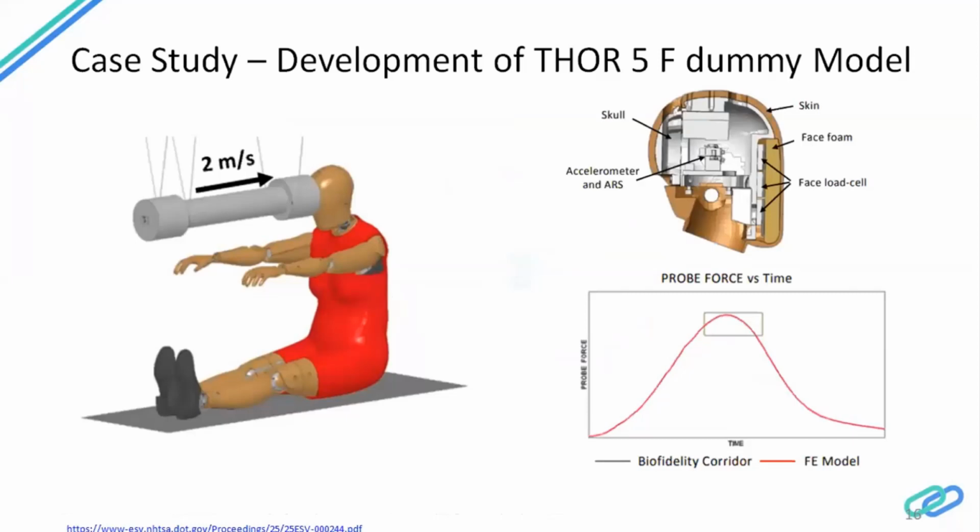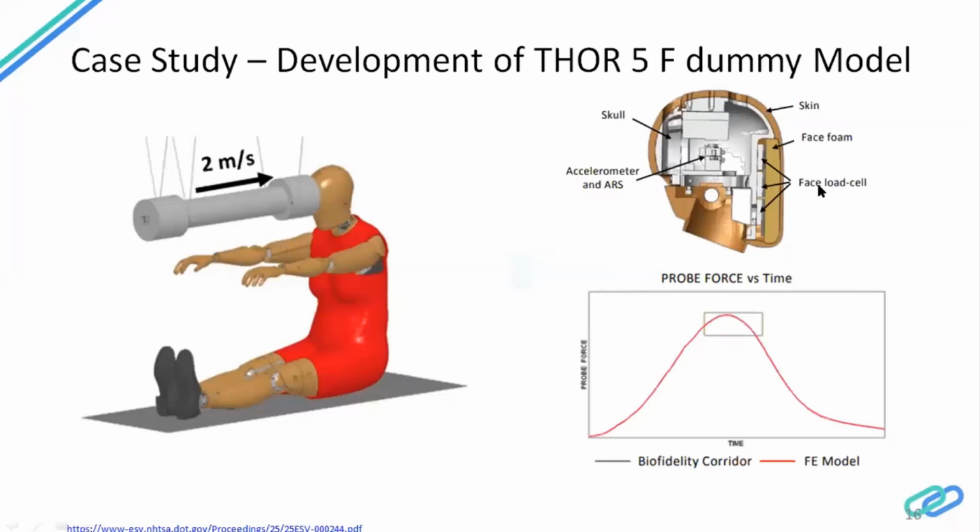So what we do is, when you create this kind of a dummy model, you do a lot of tests. It's called biofidelity testing. You accurately represent the biomechanics, and you try to achieve that. So this was one of the tests that we did. There is an impactor, there is a velocity given to it. We position the dummy in a certain position, and you can see the inside of the head.